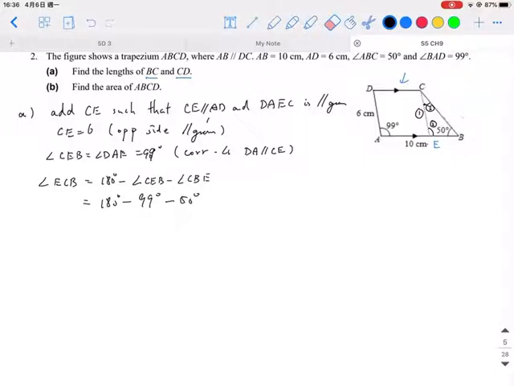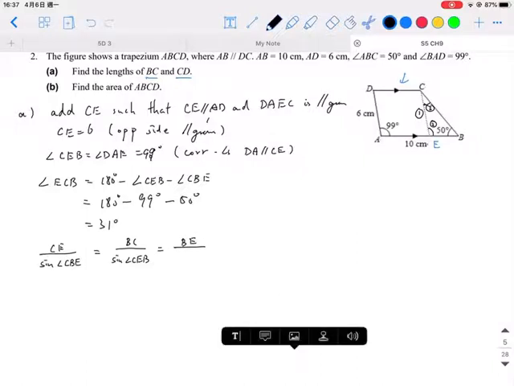Okay, and then once you finish, you get 31 degrees, and you can find the value of BC because we have a pair of line and angles. So CE over sine angle CBE is equal to BC over sine angle CEB, and equal to BE over sine ECB.